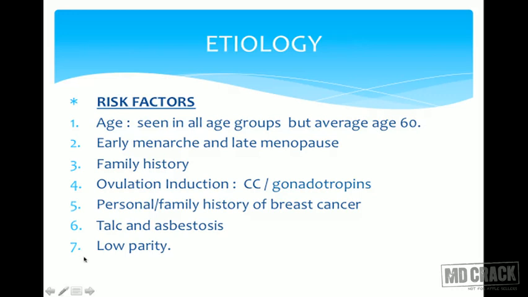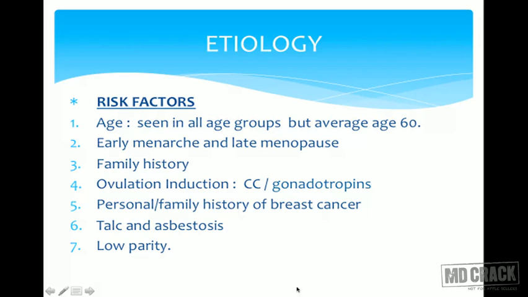Risk factors: age, they are seen in all age groups. But on average, the epithelial, which is the commonest, is seen in menopausal, perimenopausal women. So average age is 60 years. In cases where early menarche and late menopause is there, meaning again maximum ovulation, that will lead to CA ovary. Family history, we are going to see this point in detail. Ovulation induction in the form of clomiphene citrate or gonadotrophins will lead to ovarian cancer.